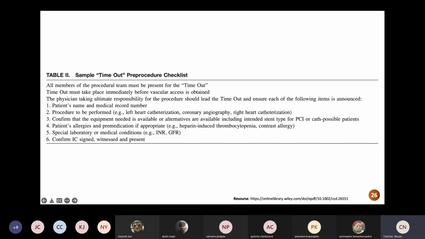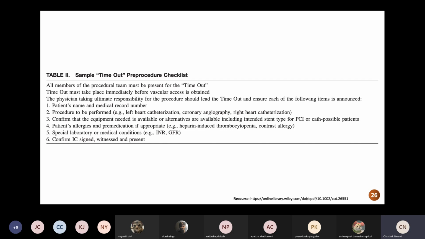And here is an example of the timeout procedural checklist. You have to speak out loudly in the room about the patient's name and medical record number, about the procedure to be performed, like left heart catheterization or CAG or PCI, and you have to speak out to confirm that the equipment that is important is available in this room.